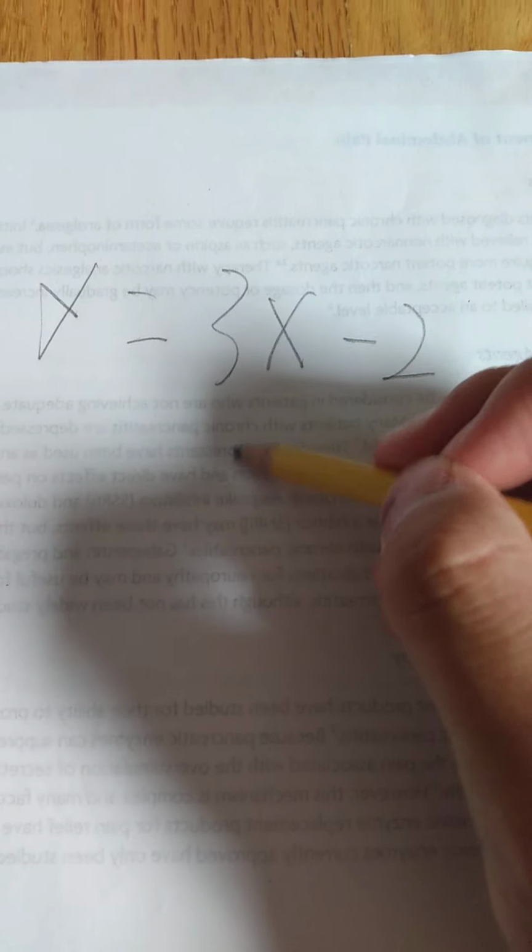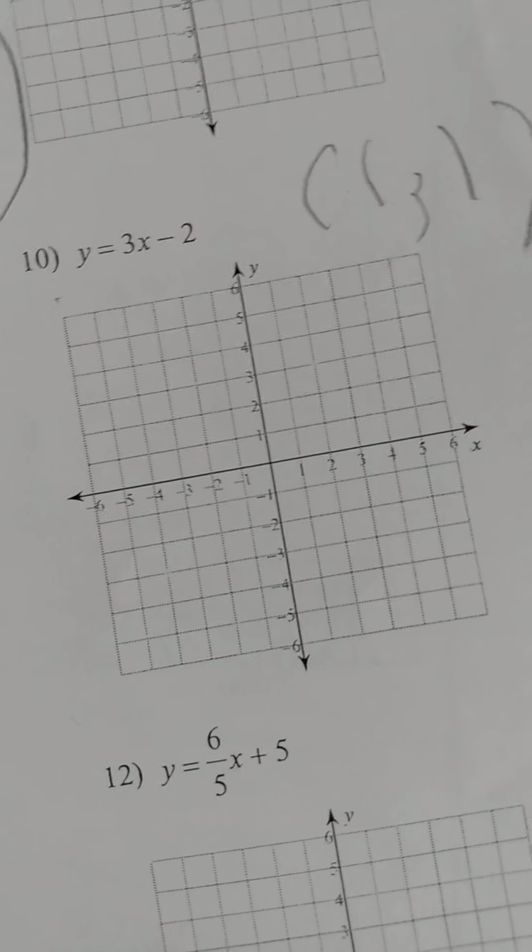I transferred the question onto this piece of paper. So here is one way we can solve this. We need an x and y table so we can help figure out what the line is and what the slope is. So let's experiment.